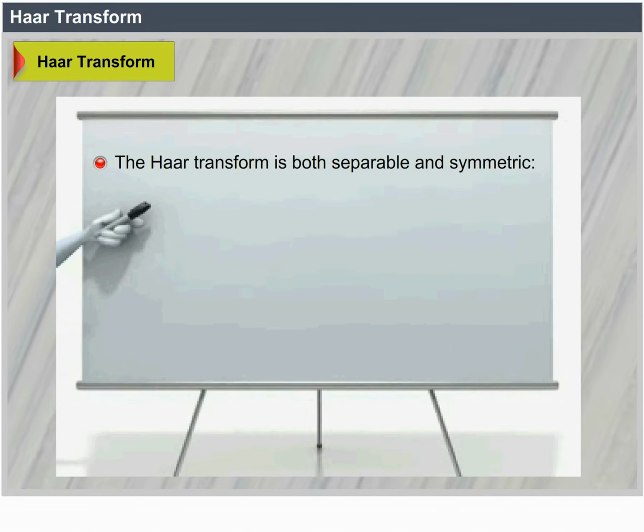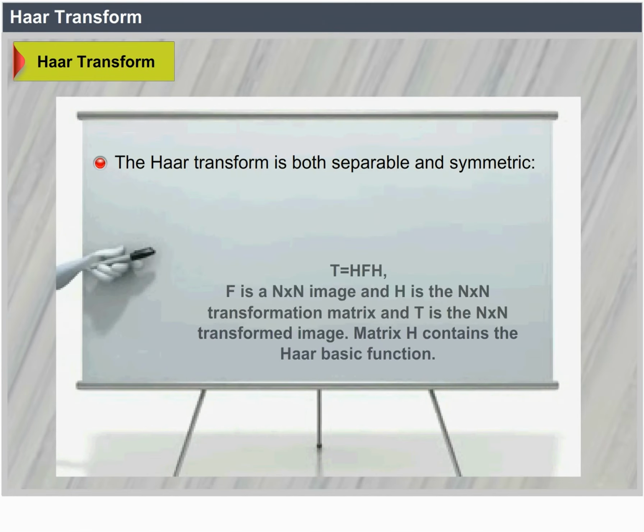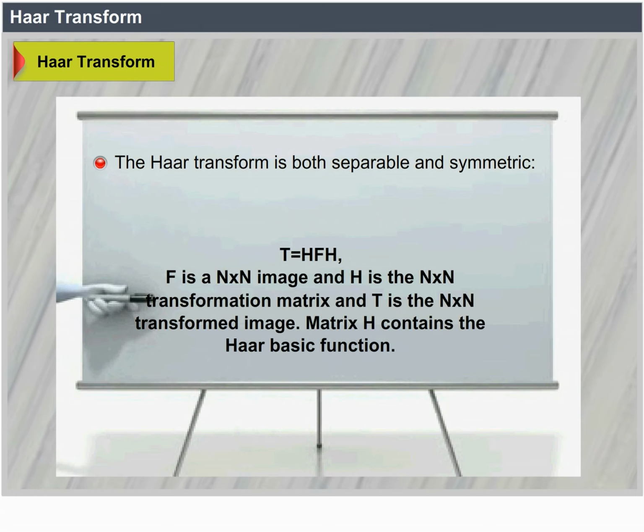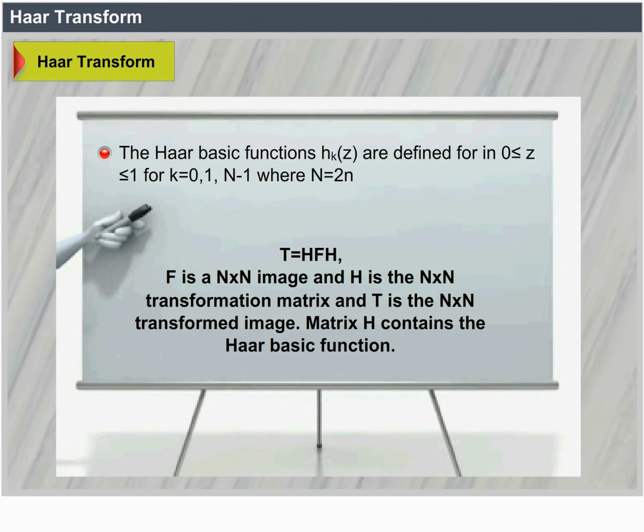The Haar transform is both separable and symmetric, where T equals HFH, and F is an n by n image, H is the n by n transformation matrix, and T is the n by n transformed image. Matrix H contains the Haar basis functions. The Haar basis functions h_k(z) are defined for z lying between 0 and 1, where k equals 0, 1, ..., N minus 1, where capital N stands for 2^n.